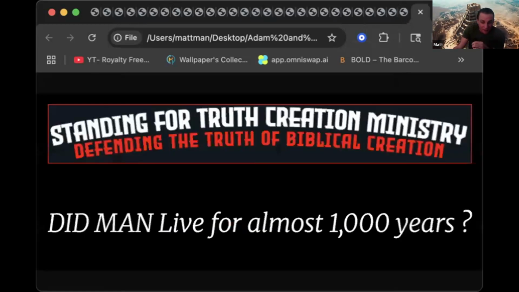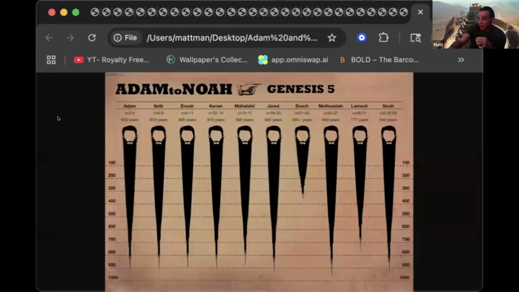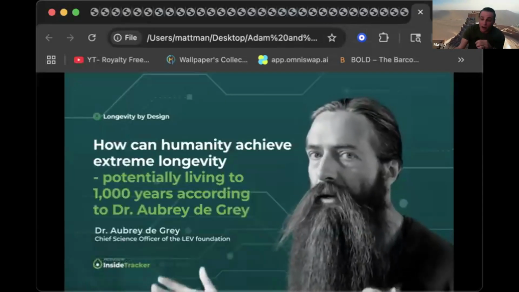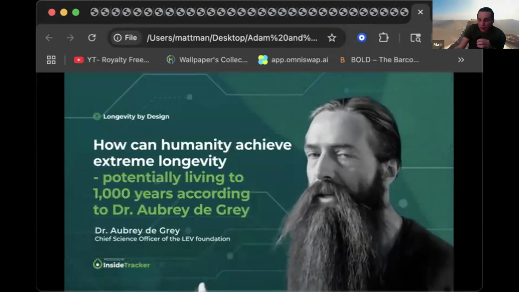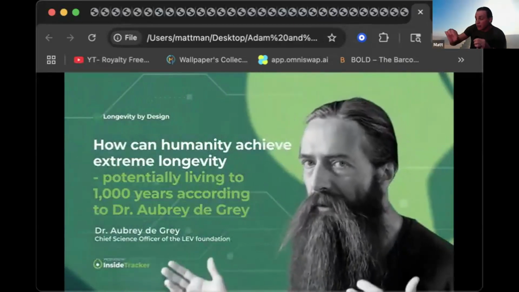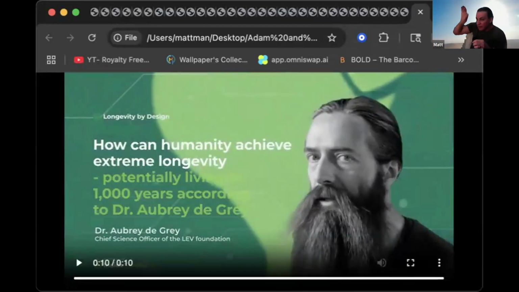Well, how about lifespan? Did man almost live for 1,000 years? Because the Bible shows the genealogies and it shows their ages, that they lived for a really long time. A lot of people say, no, there's no evidence that humans could ever live that long. Well, there actually is. Your genes, as well as the mutations in those genes, are responsible for how long you're going to live. This is Dr. Aubrey de Grey. He is a biomedical gerontologist that works for the SENS Foundation. And he says that with gene modification, when we go in and remove those mutations from inside of people, we have the maximum potential to live for about 1,000 years.